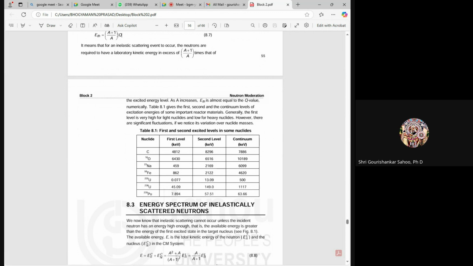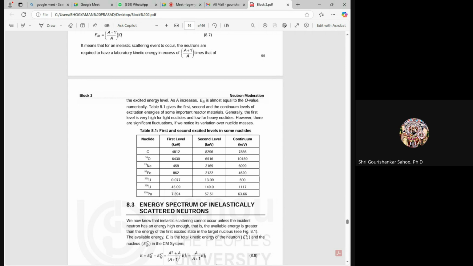For sodium 23, it is 459 kilo electron volt. For iron 56, it is 862 kilo electron volt. For uranium 235, it is 0.077 kilo electron volt. For uranium 238, it is 45.09 kilo electron volt. For plutonium 239, it is 7.894 kilo electron volt. For the second level of carbon, it increases then decreases. For the second level, it is 8296 kilo electron volt, and for continuum, it is 7886 kilo electron volt.